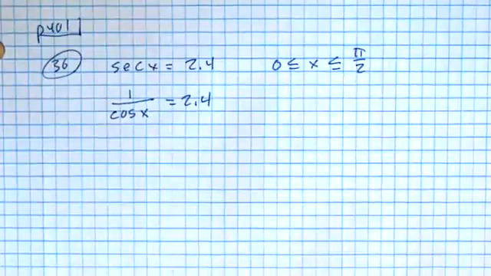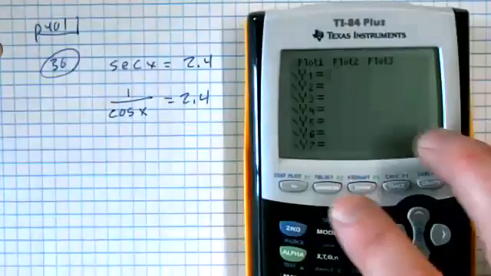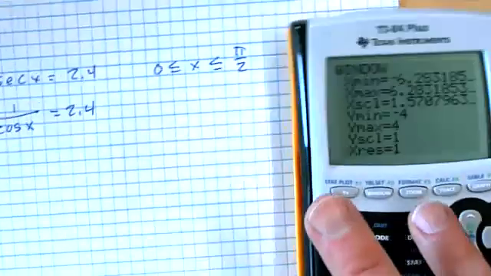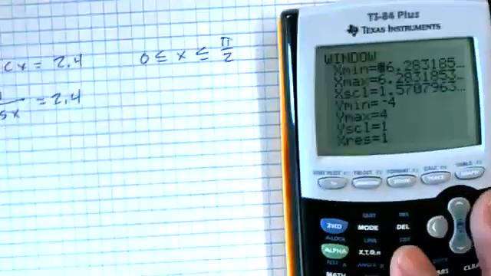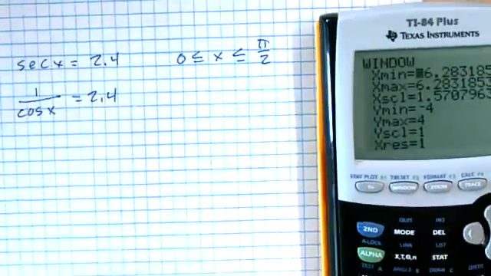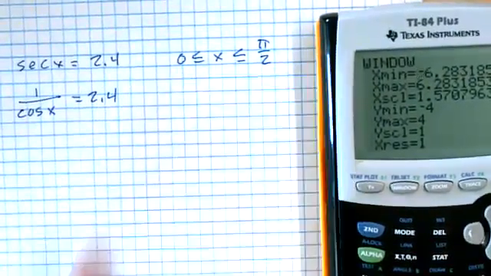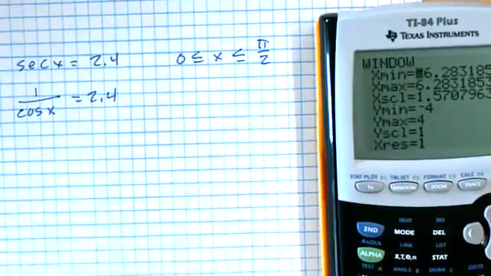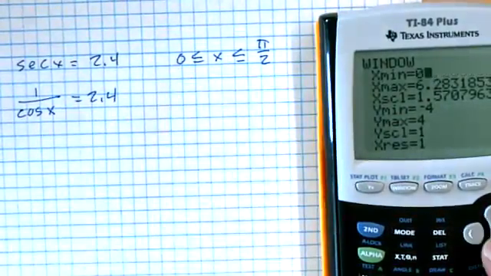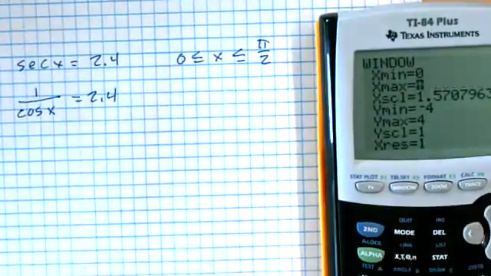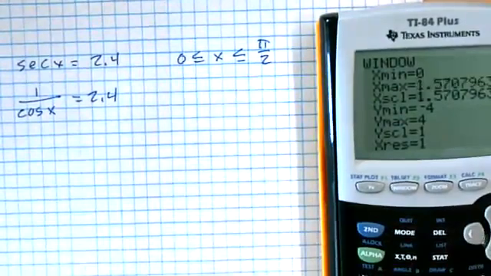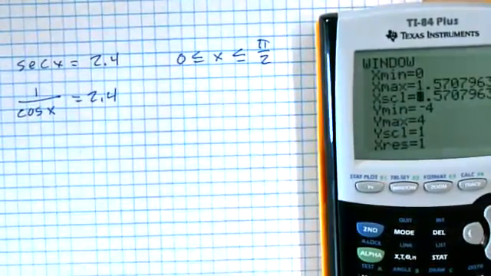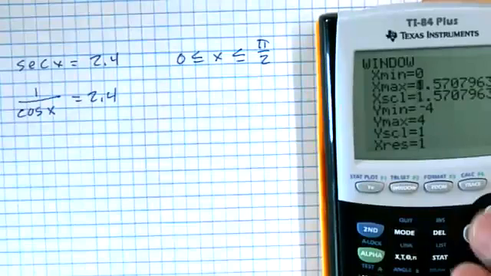All right, so I'm going to go ahead and get my window set up before I do anything else. And you know what? Since I'm only interested in answers between 0 and pi over 2, I think I'm going to use that to set up my x values for my window. So I'm going to say my x min is 0. And my x max, I'm going to type in pi divided by 2. Now, as soon as I move my cursor off of this, it's going to change that into a decimal, but that's okay. And my scale, I don't really care what the scale is. I'll leave it there. Looks like it's pi over 2 also.